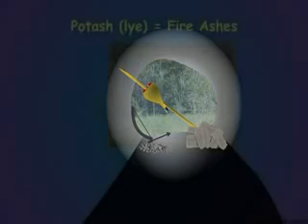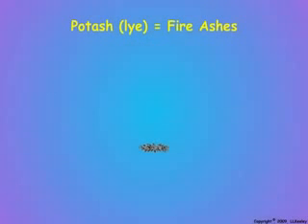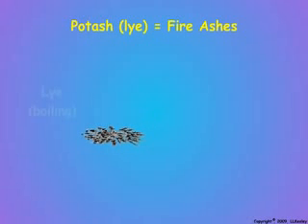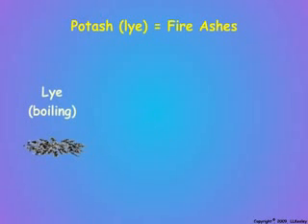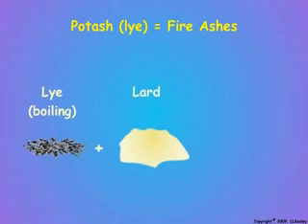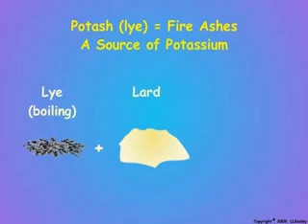Potash or lye is a strong alkaline residue produced from ashes after burning wood. Originally, soaps were produced by boiling potash with animal fat such as lard. The alkaline potash contains potassium and reacts with the fatty acids of the lard to produce soap.